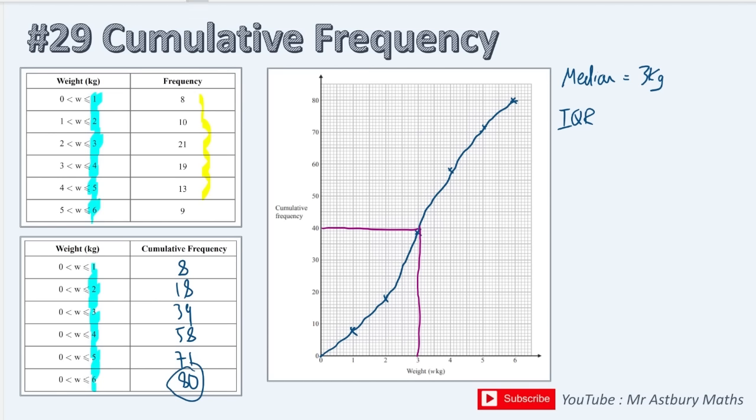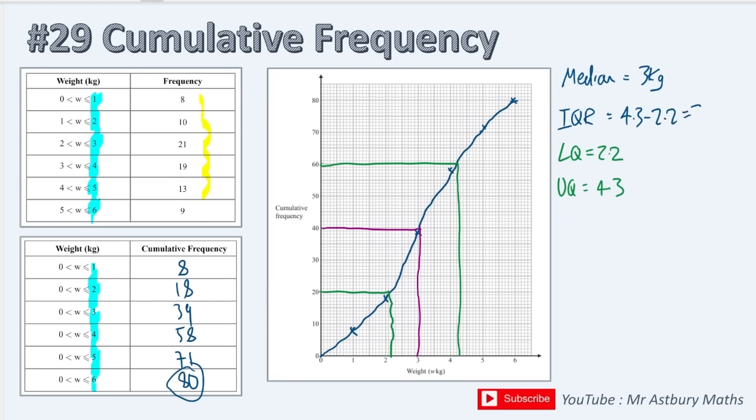So in this case, you take the 80, you divide it by 4 to get a quarter, which is 20 in this case. You go along and you go down. So that looks like the lower quartile is about 2.2. And then we go to the three quarter mark. So divide 80 by 4 to get 20, times it by 3, we get 60. Of course, in your exam, you're going to use a lovely ruler and take your time. I'm rushing a little bit, but you get the idea. That's 4.3. So the interquartile range is the upper quartile minus the lower quartile. In this case, that's going to give you 2.1.